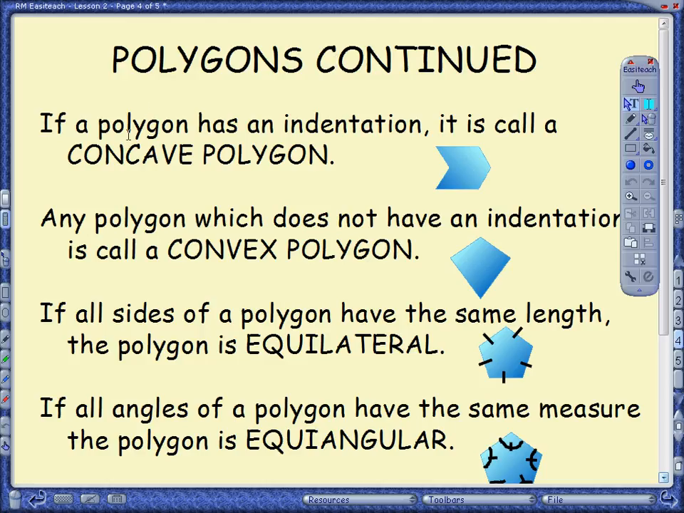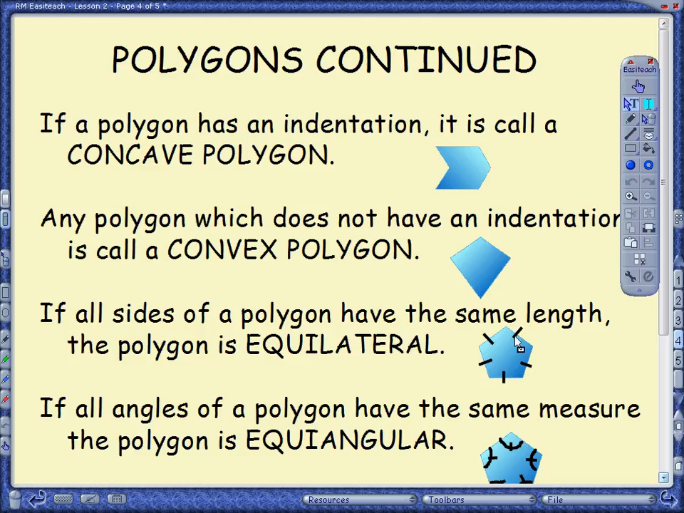Polygons continued. Now, if a polygon has an indentation, it's called a concave polygon. It has a dent in it, okay? And I think you can see that right here. There's a dent. Any polygon that does not have an indentation is called a convex. There are no dents in this polygon.